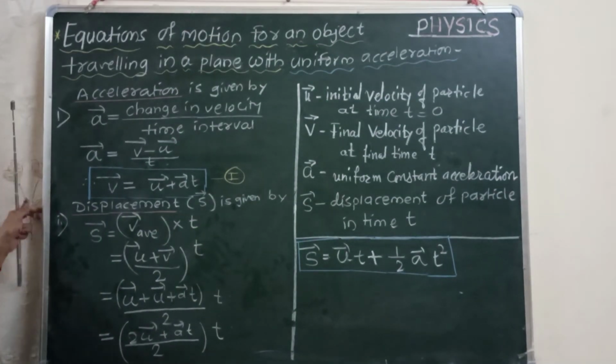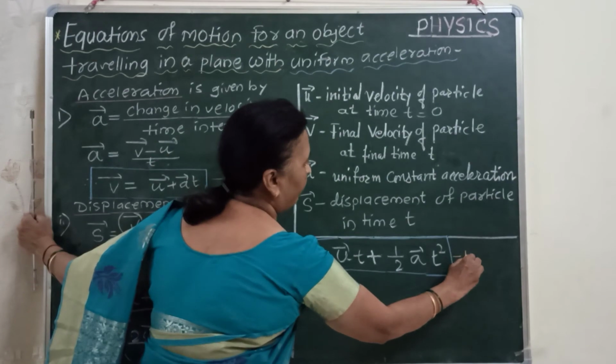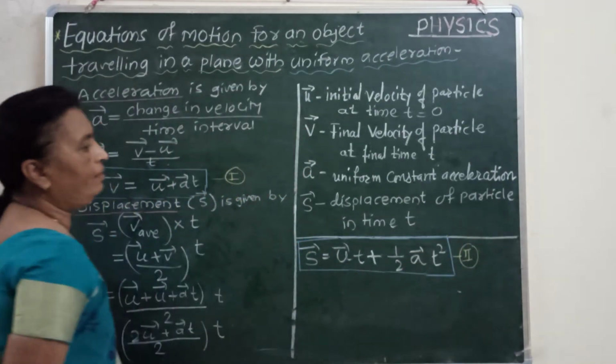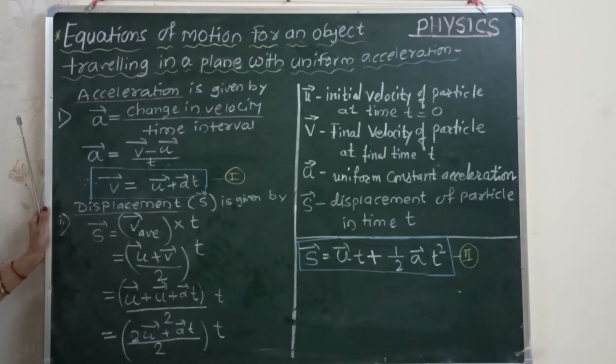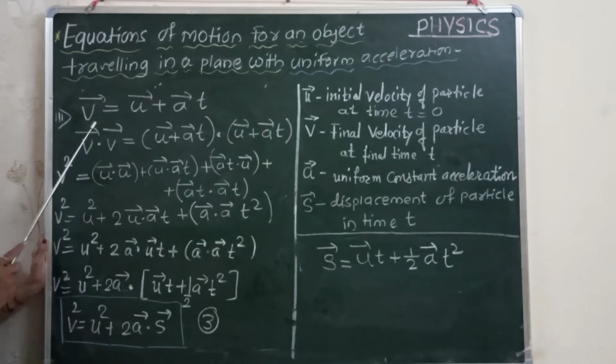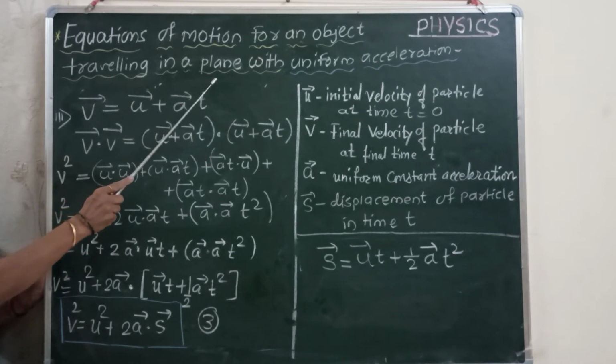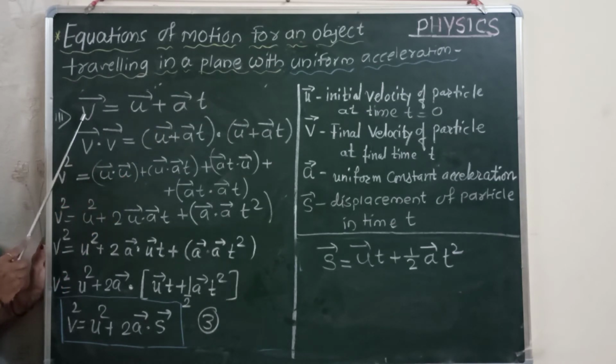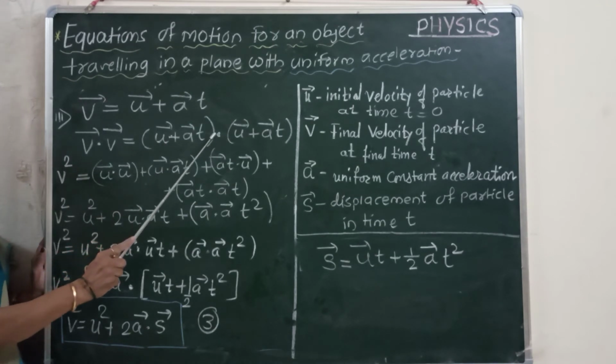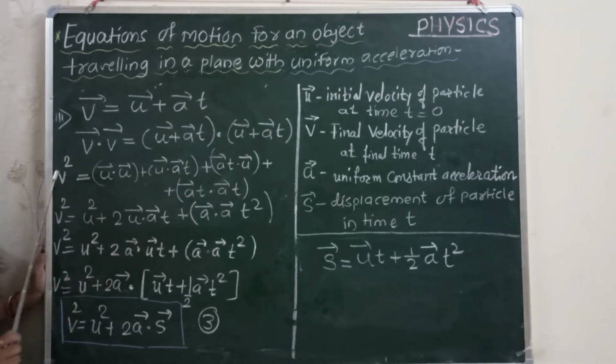This is the equation of motion. We say this is the second kinematical equation when the particle is moving in a plane with uniform acceleration. Now we have to derive the third equation. For that we consider the final velocity v bar is equal to u bar plus a bar into t. Now to derive the third equation of motion, we have to take the self dot product of the final velocity, that is v dot v, and substitute the value of v, it is (u plus at) dot (u plus at). Do this multiplication then.